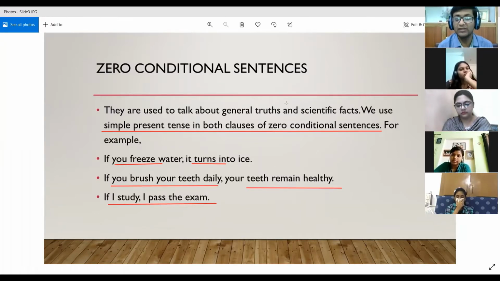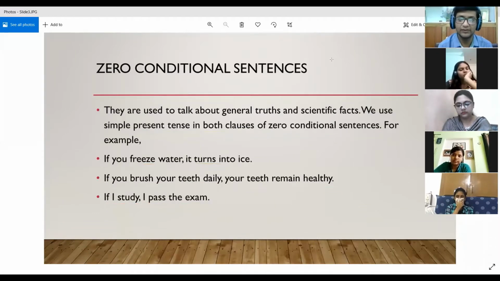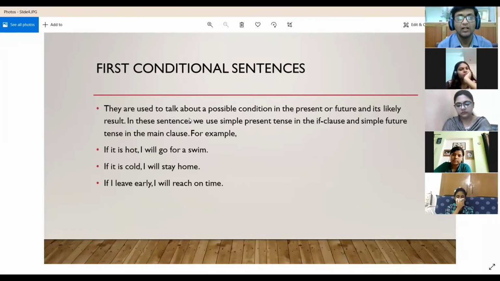All right. Now we will see the next type of conditional sentence. Now we come to the first conditional sentence. First conditional sentences are used to talk about a possible condition in the present or future. So now we are not talking about general truths or general facts, but we are moving to some other situations where a certain condition may occur, and then what is the likely result of that condition. That possible condition may occur in the present or in the future, right?